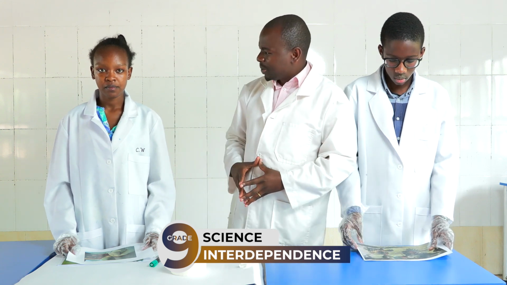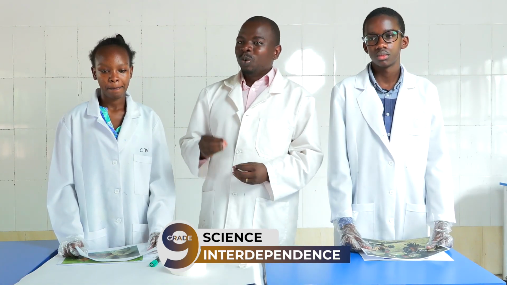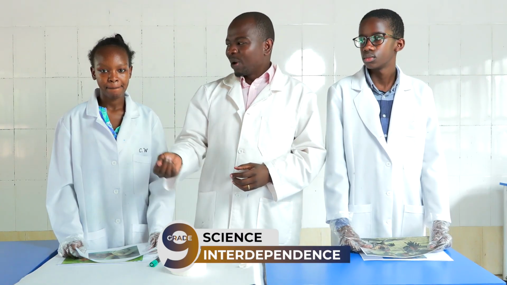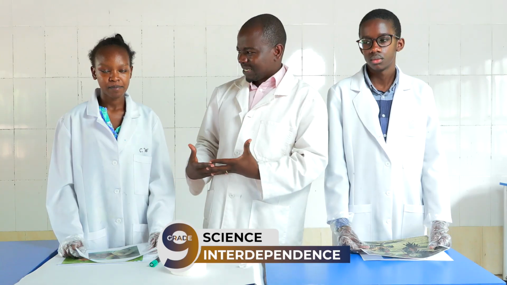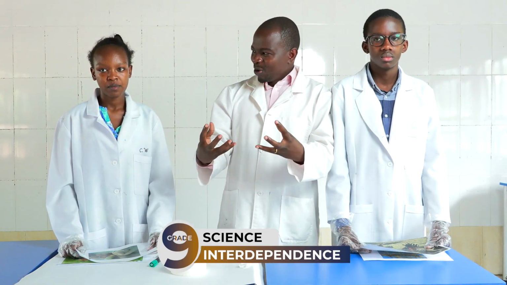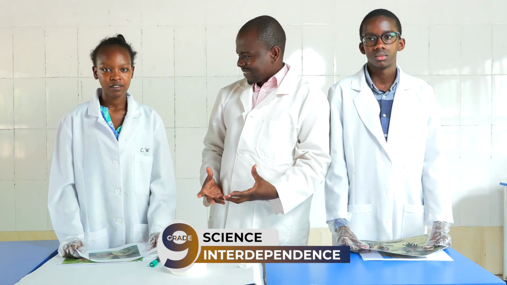Which other type of interdependence do we have, Miriam? Parasitism. What do you mean by that? In parasitism, one organism, the parasite, obtains nutrients from another organism. The organism that obtains nutrients from another organism is what is referred to as the parasite, while the organism from which the nutrients are obtained is referred to as the host. Is it? Yes. Give us an example.